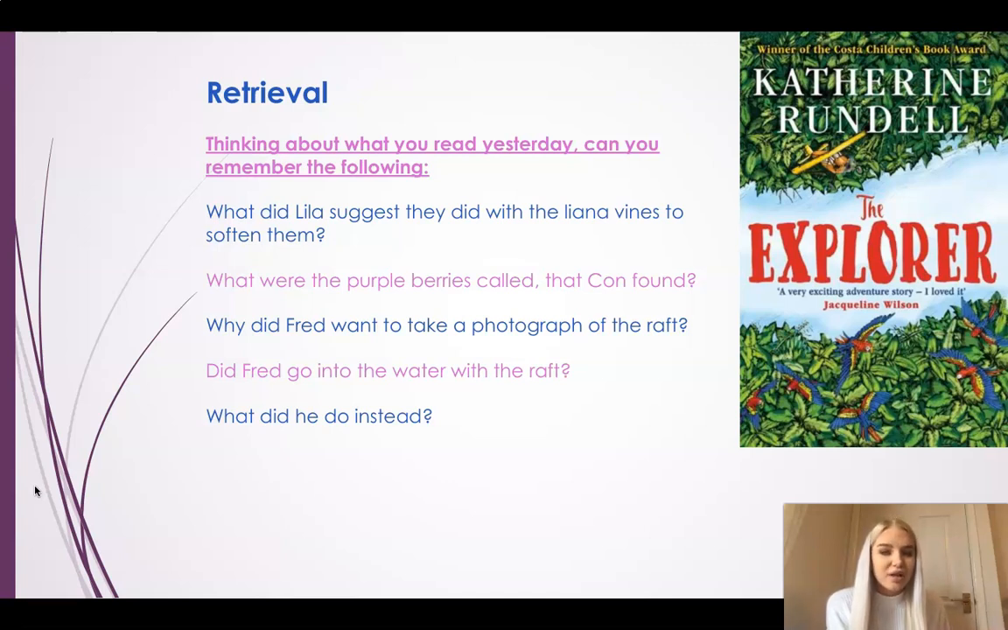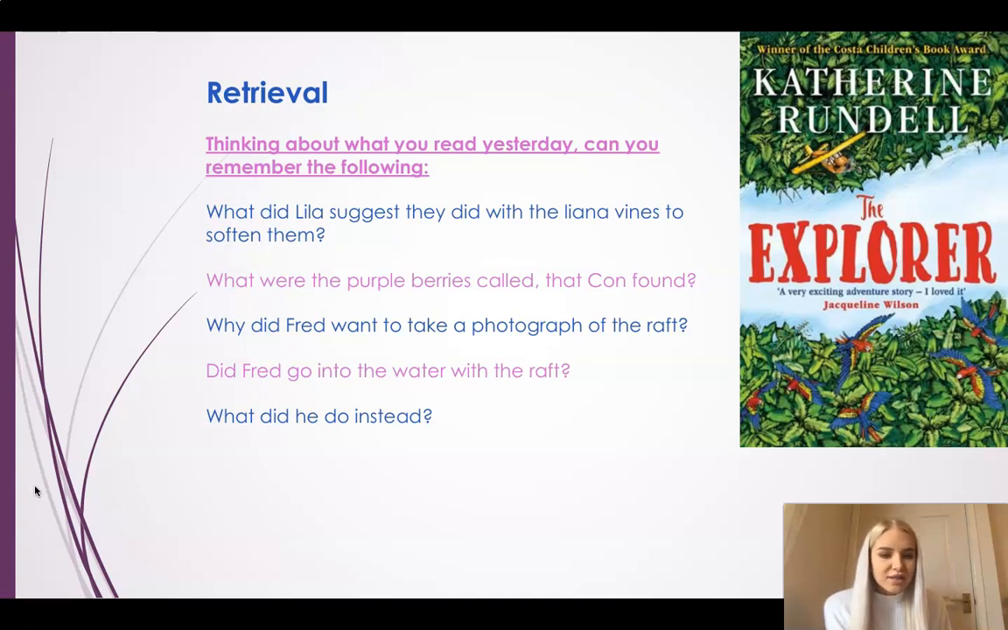That's right, she soaked them in water to make sure they were nice and soft so she could mould them to make the raft. Lovely. What were the purple berries called that Con found? Oh, this one was tricky. They were called acai berries. Now, they were the berries that you could eat. They were like dry berries that you could eat, weren't they?